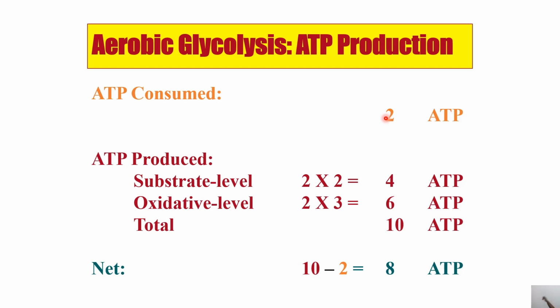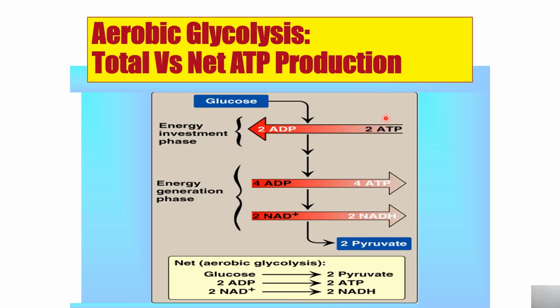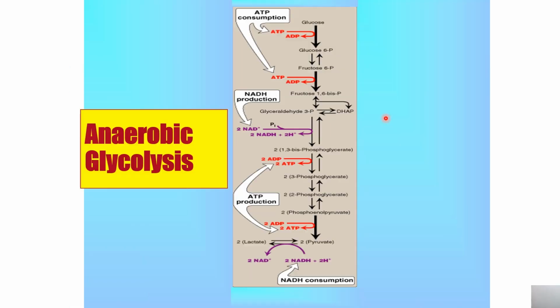And we have talked about all of these: aerobic glycolysis and how much ATP production happens. ATP consumption is 2, ATP production is probably net 8. Then aerobic glycolysis versus net ATP production. For the energy investment phase, 2 ATP are taken, and in the energy generation phase, 4 ATP and 2 NADH are given out.